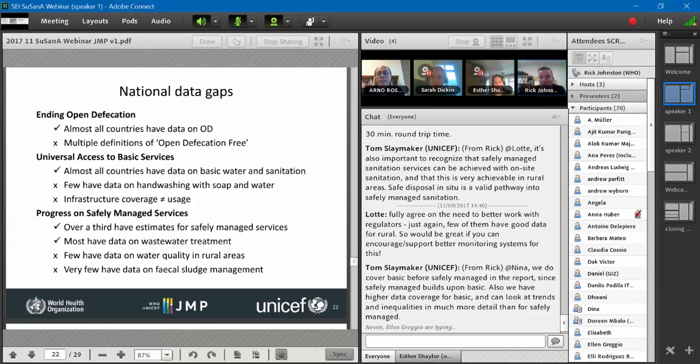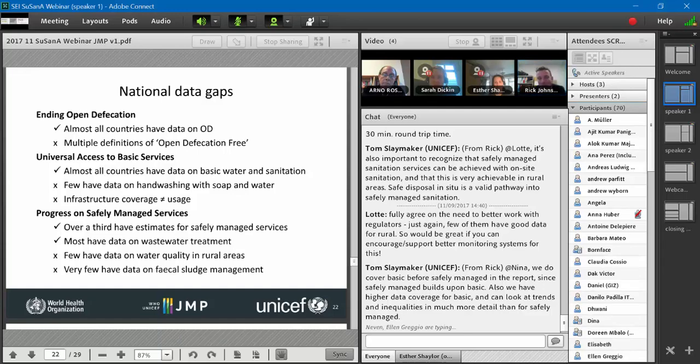And also, if you look at whether or not every single household in a community is no longer practicing open defecation, then you might get a different number. But these are different definitions and different numbers which are produced where those data are available. But the basic estimates for open defecation are available for almost all countries. Similarly, for basic water and basic sanitation, we have these data. They're coming from household surveys and censuses.